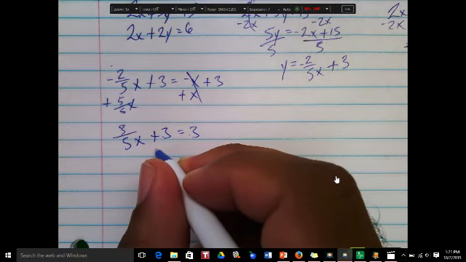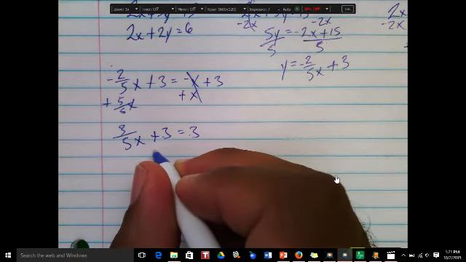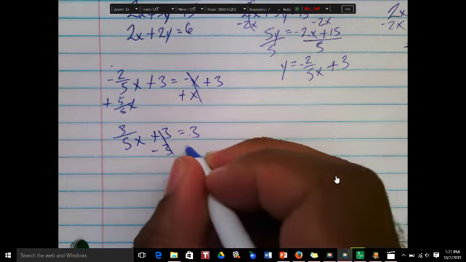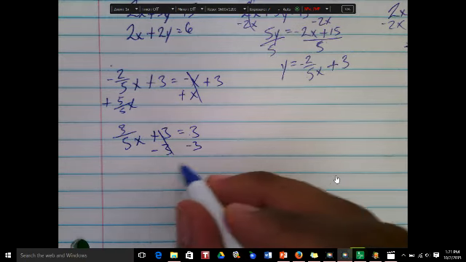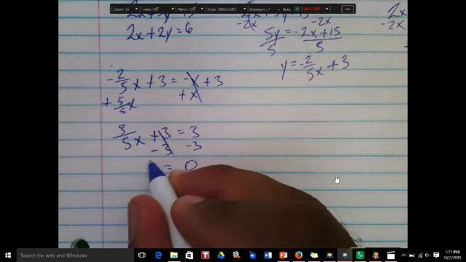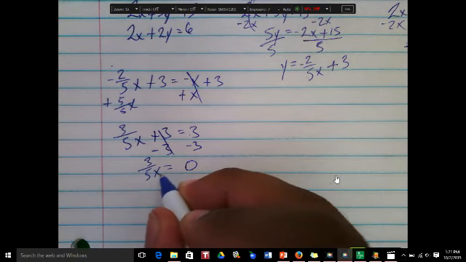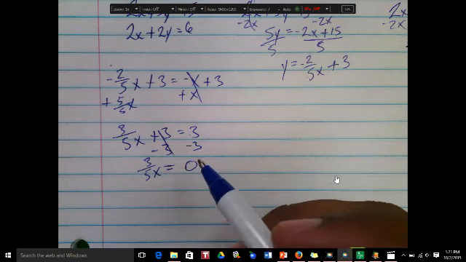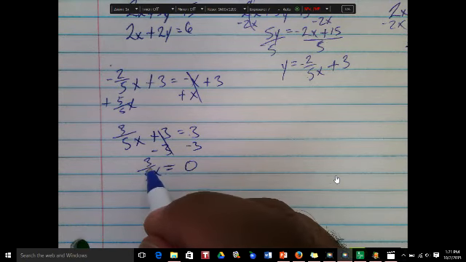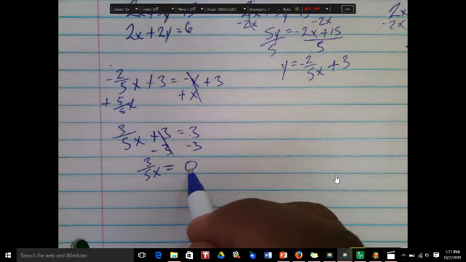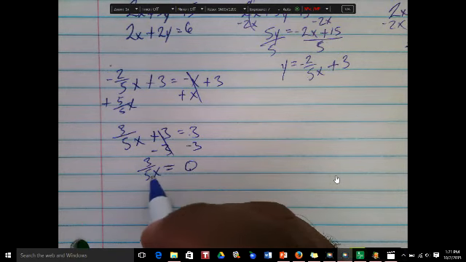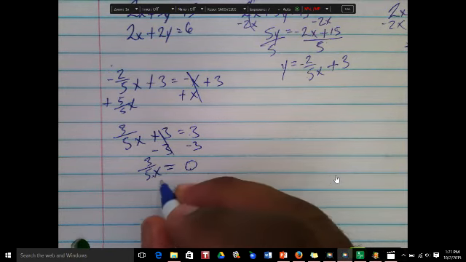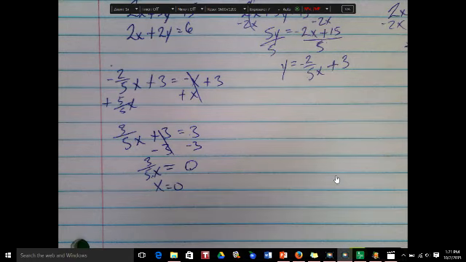All right, we're going to undo the 3's. That will give us 3/5 x equal to 0. We know that if anything you multiply is going to equal 0, x must be 0. So we're going to just go ahead and say x equals 0. All right, fair enough. Good. So we've got that. We can move on to step number 3 now.